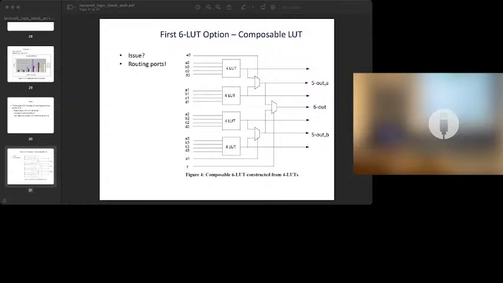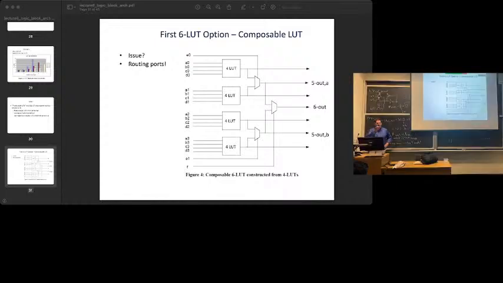Even if I make these pretty big for speed, the area of them is very small compared to this. And the area, remember, is not all about logic. It's also about the programmable routing. So the area of this is pretty small. But there is a problem with this. This isn't actually what they did. What do you think?